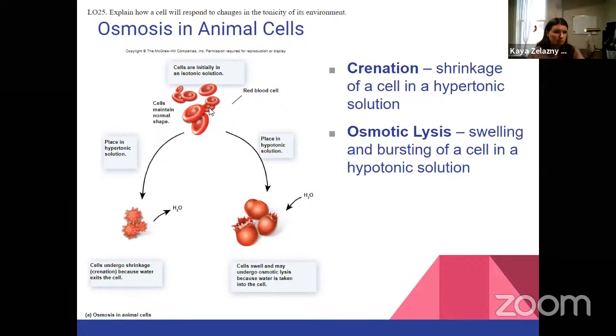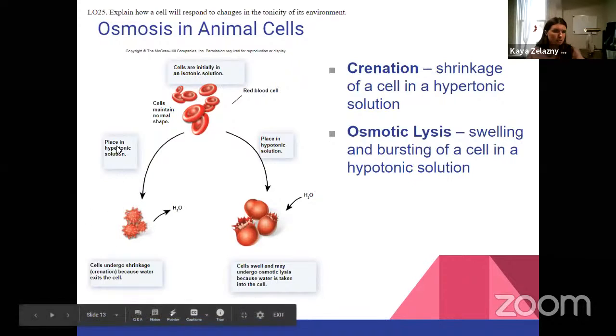So here we see a red blood cell, right? If you place it in a hypertonic solution, hypertonic means lots of solute, not much water. So the water is going to move from the inside of the cell to that environment, trying to water down that environment because those solutes are pulling on the water. So these cells are going to undergo crenation, which is the shrinkage of the cell due to that hypertonic solution.